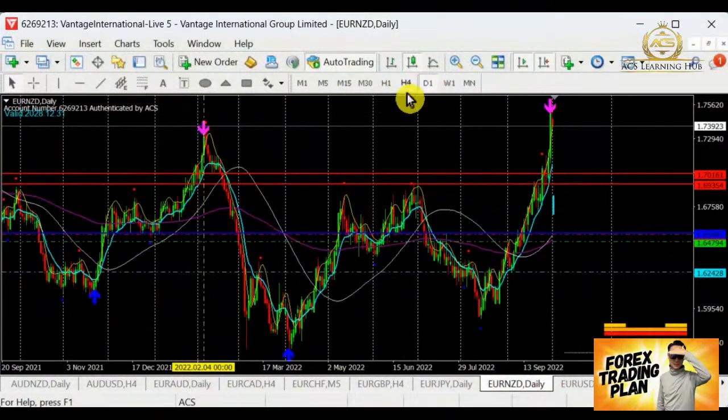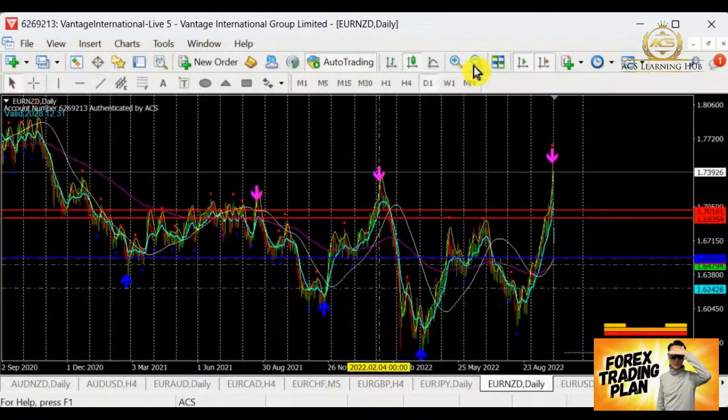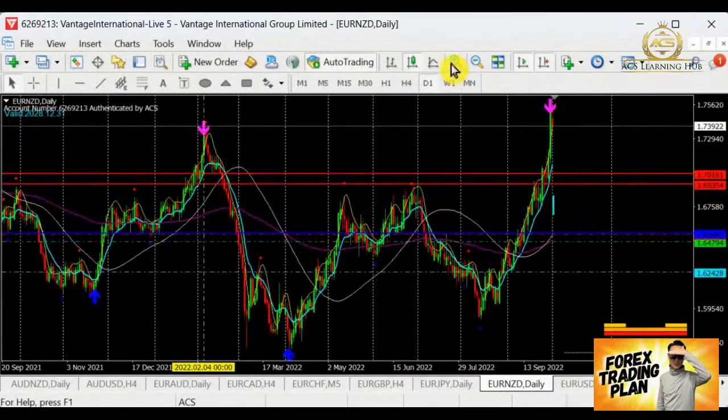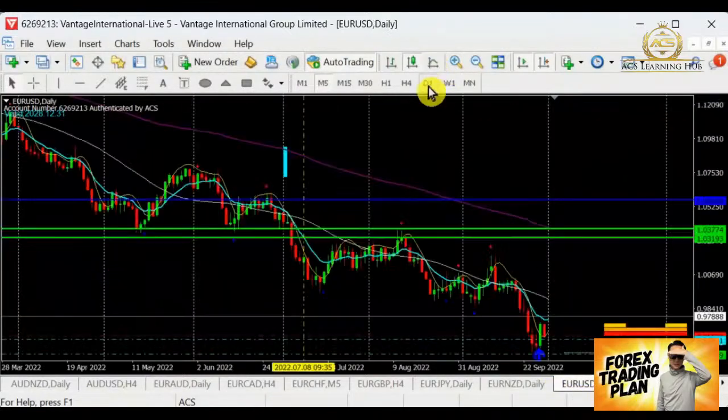Euro Kiwi. Let's take a look at Euro Kiwi. Euro Kiwi over here is very clear that we are still in the bull. So tentatively buyers, you can go, but sellers will have to stay away. Okay, for Euro Dollar, let's take a look.